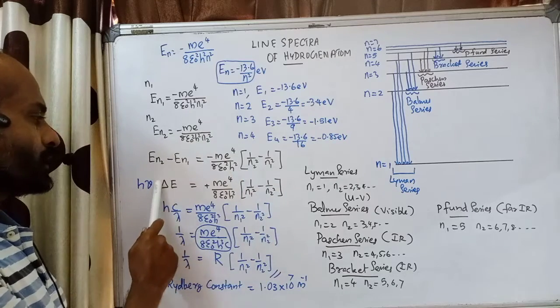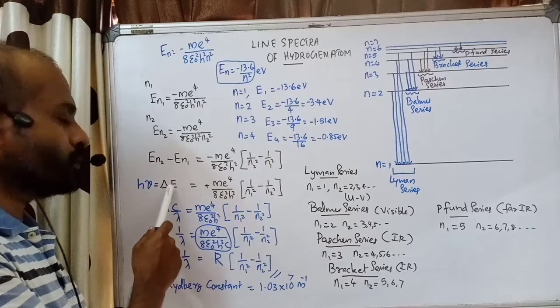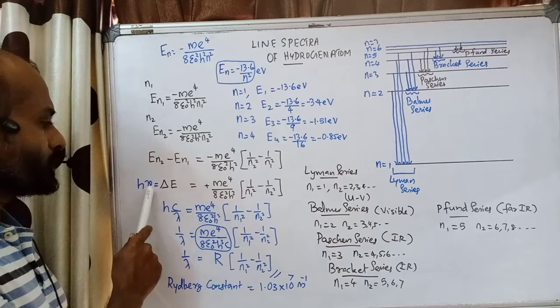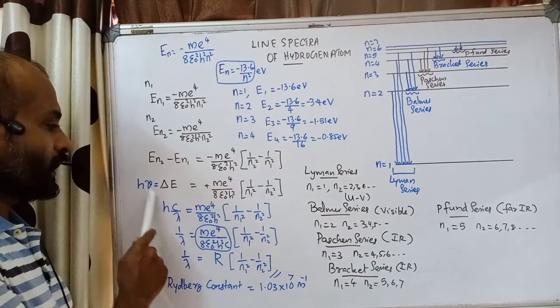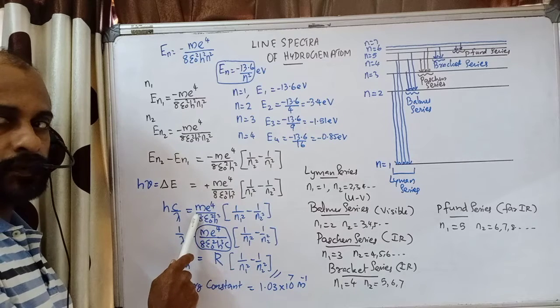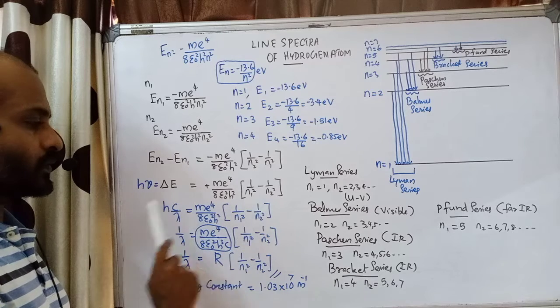Now this change in energy, the difference in energy, is equal to h nu, because delta E should be equal to the energy of the photon. The photon has energy h nu, and nu is equal to c by lambda. So we can write h c by lambda is equal to m e raised to 4 by 8 epsilon 0 square h square into 1 by n1 square minus 1 by n2 square.